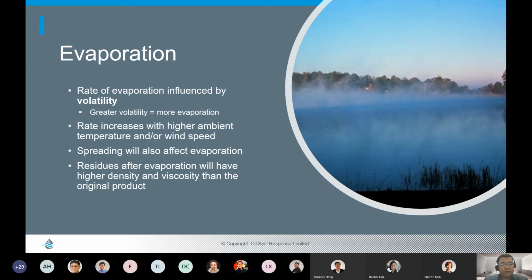Residues after evaporation will have a higher density and viscosity than the original product. Since the light ends have already evaporated, the heavy portion of the oil will be the one left, and that will have a higher density and viscosity than the original product.